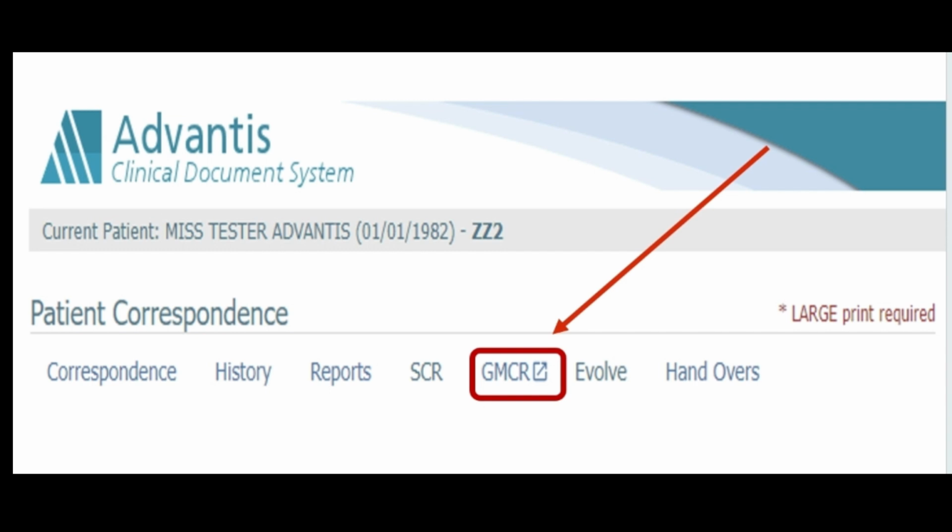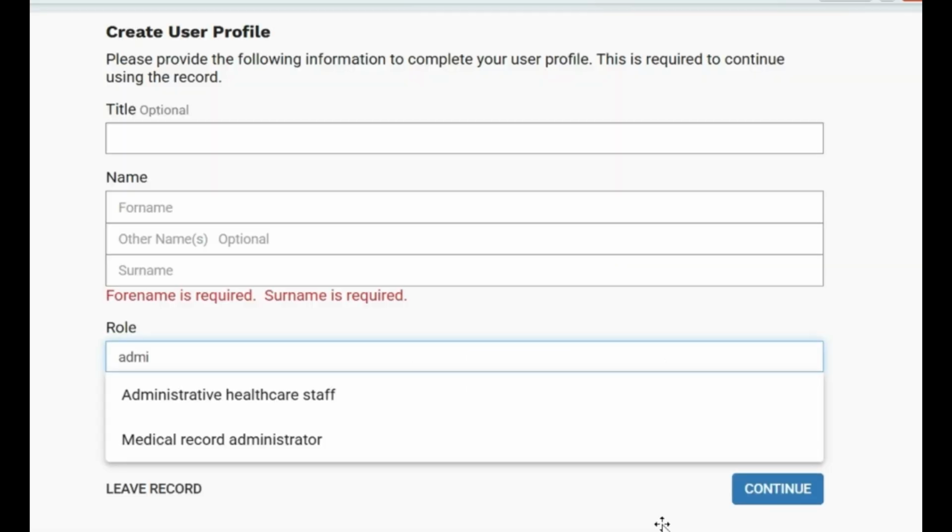From the patient correspondence page within Advantis, select the GMCR tab to open the Greater Manchester Care Record. On your first login, you will be asked to complete the role profile screen by entering your name and role. In the role field, type the first few letters of your role and select it from the list. If your exact role isn't available, please choose the closest match from the options. If you experience any difficulties navigating this screen, try using your keyboard arrow keys and the return key.